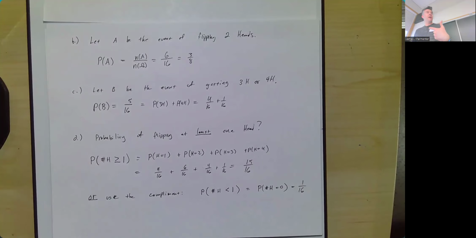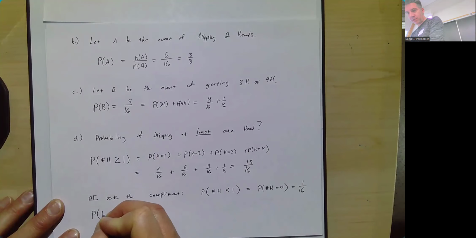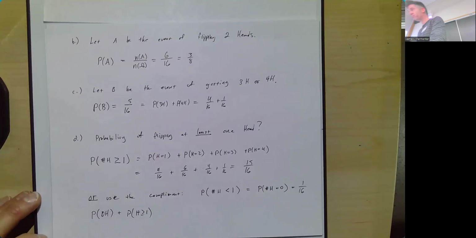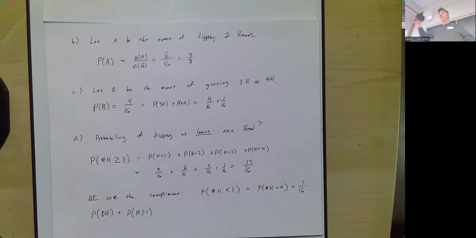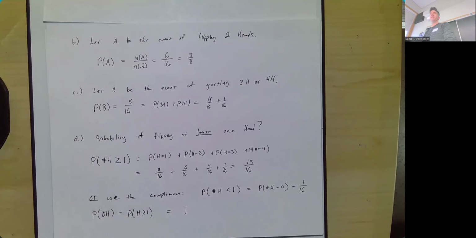But now here's the idea. We know, or at least I'm going to say, and then you're going to know, that the probability of all the things happening should add up to 1 or 100%. So the probability of having 0 heads plus the probability of having the number of heads being greater than or equal to 1, that's everything, right? You either have 0 heads or 1 head or more than 1 head. Those are the only possibilities, and all those possibilities should add up to 100% or 1.00 as a decimal.